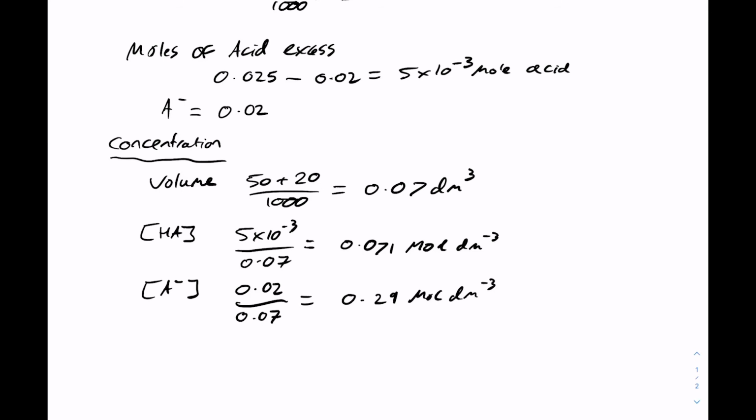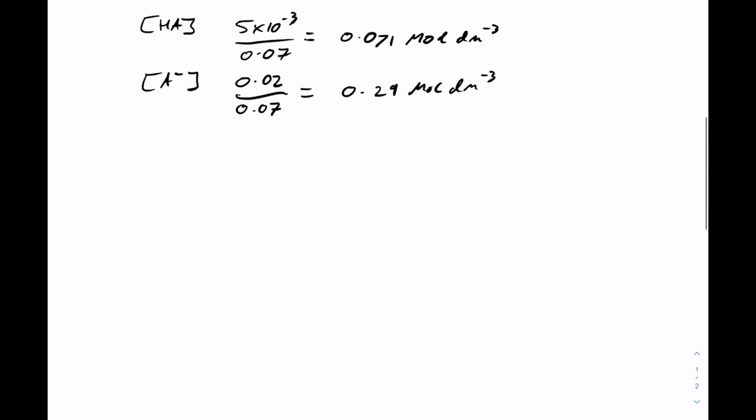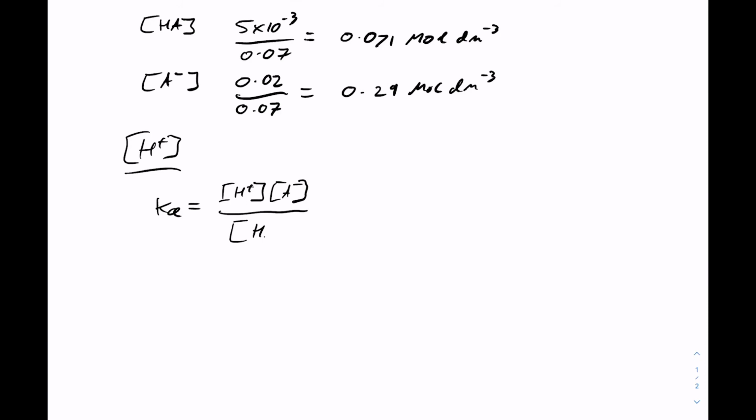Once we've got those concentrations, we're now going to look at how we get a hydrogen ion concentration, and to do this we're going to use the Ka expression. Remember, Ka equals concentration of H+ times concentration of A- divided by the concentration of HA, and we're going to rearrange that so we've got Ka multiplied by the concentration of HA divided by the concentration of A- to give us the concentration of H+.